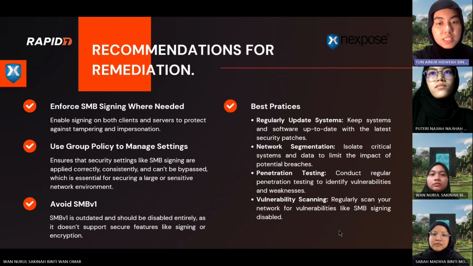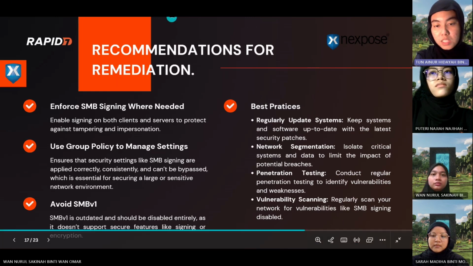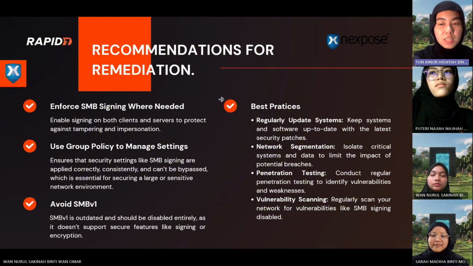And for best practices, we can regularly update systems, which is to keep systems and software up to date with the latest security patches. Next is network segmentation, which is to isolate critical systems and data to limit the impact of potential breaches. The third one is penetration testing, which is to conduct regular penetration testing to identify vulnerabilities and weaknesses. And the last one is vulnerability scanning, which is to regularly scan your network for vulnerabilities like SMB signing disabled.